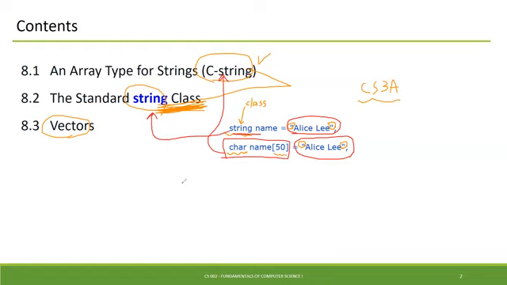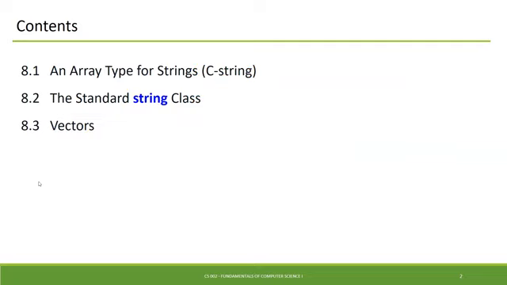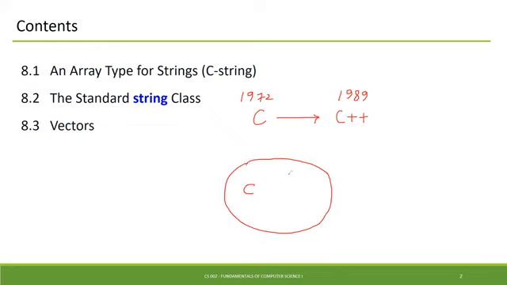So at first today, I'm going to talk about C string. Before I talk about this, I want to mention that C++ comes from the language C. C was created in 1972, and C++ in about 1989, something like that, around this time. C has many features. C has arrays.